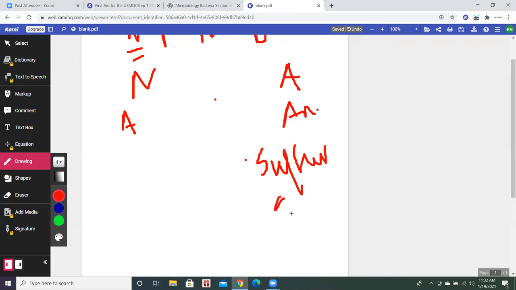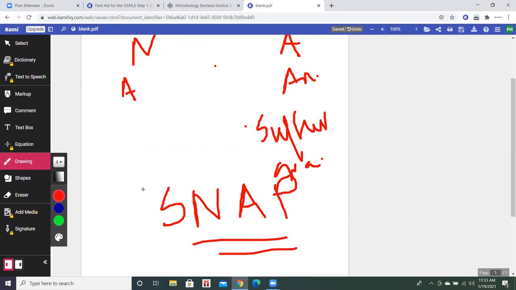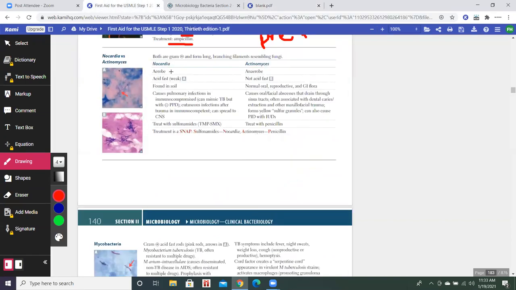Due to the presence of sulfur granules, okay? Now, another easy and high yield thing to remember is the word SNAP, S-N-A-P, in terms of treatment. We prescribe sulfonamide for treatment of Nocardia, and we prescribe penicillin for the treatment of Actinomyces. So for Actinomyces, you give penicillin. For Nocardia, you give sulfonamides. Okay, so that's that. So Nocardia is aerobic, Actinomyces is anaerobic. This is weak acid fast, this is not acid fast.